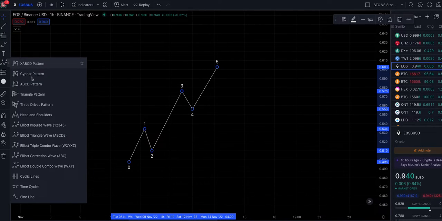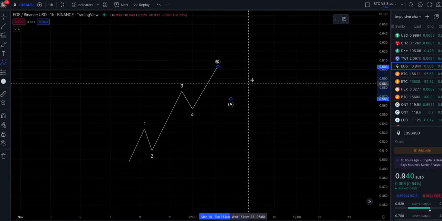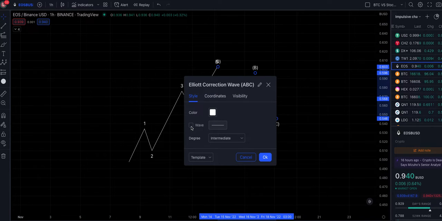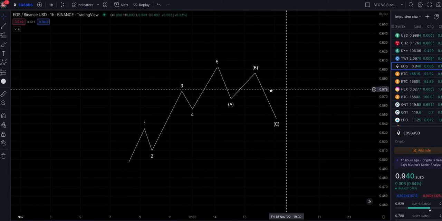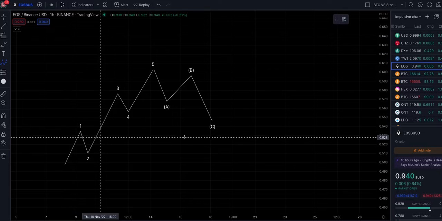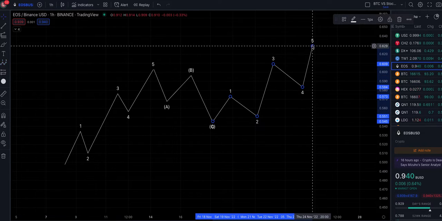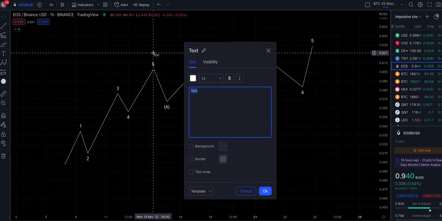Then what would usually happen, and there are different patterns that can play out, but we're going to keep this quite basic for now, is you would get a B, and then a wave C down. Let me put the actual waves on so you can see. That would be quite a usual pattern. And then after the ABC correction, if we are in an uptrend, you would get another 1, 2, 3, 4, 5 up. So that would then become a wave 1.